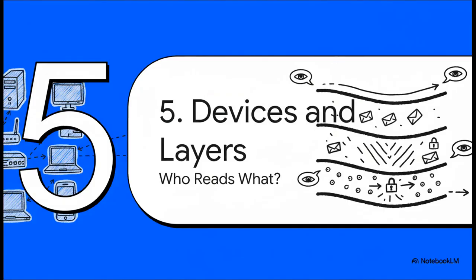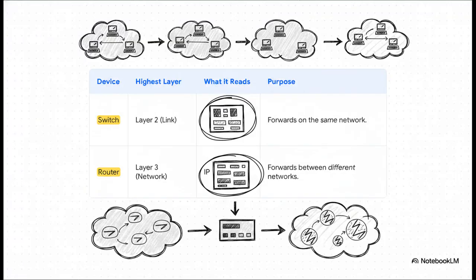All right, last big concept for today. Which pieces of hardware actually care about which of these layers? This is super important because it explains the difference between the main boxes that make up the internet. Okay, let's break this down. A switch, that's the box that connects devices in your house on the same local network. It only needs to understand layer 2, the link layer. It just looks at the local MAC addresses in the frame to send data to the right device in the room.